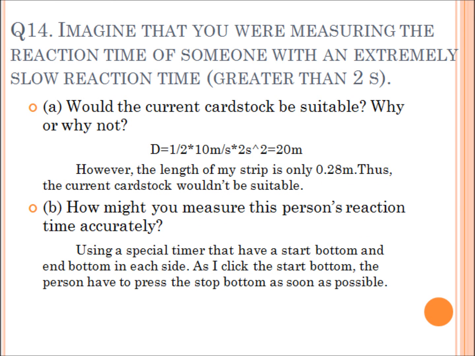Imagine that you were measuring the reaction time of someone with an extremely slow reaction time, greater than 2 seconds. Would the current card strip be suitable? Why or why not? According to the formula, distance is equal to 1 over 2 times 10 meters per second squared times 2 seconds squared. It is equal to 20 meters. However, the length of my strip is only 0.28 meters. Thus, the current strip wouldn't be suitable.